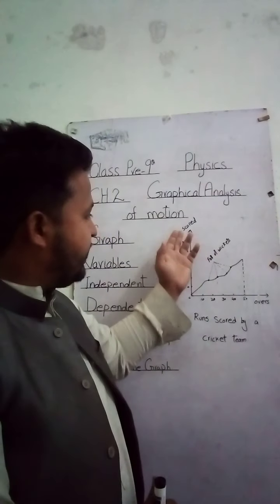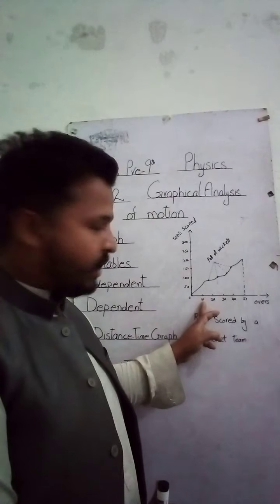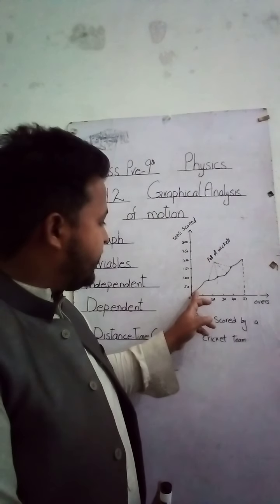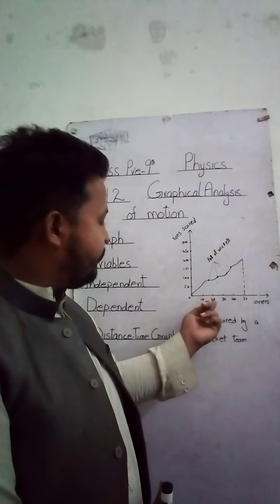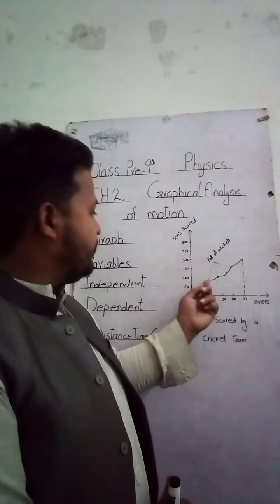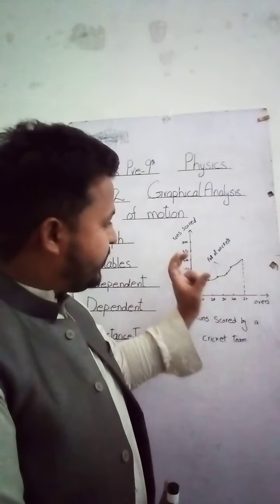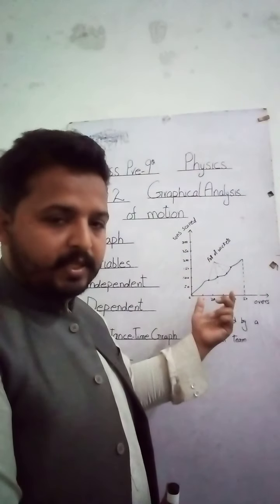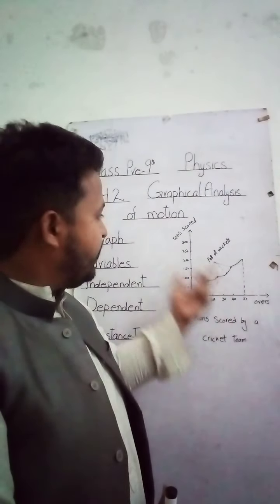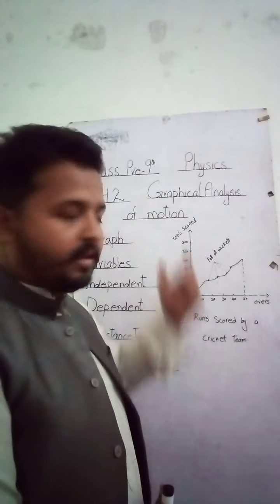Here we have overs and runs. In the first 10 overs the runs are less than 50, and in the first 20 overs the runs are about 100 or less than 100. So this graph, this pictorial way, represents a relation between different quantities like overs and runs.